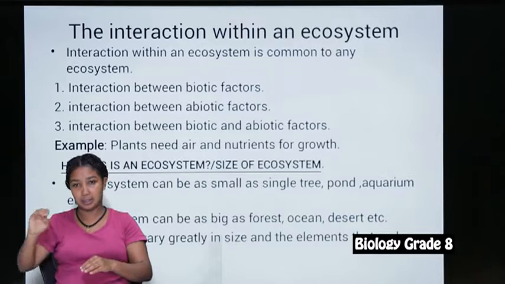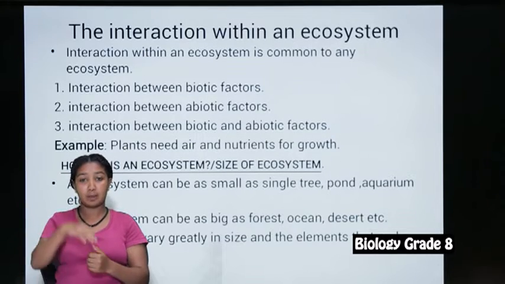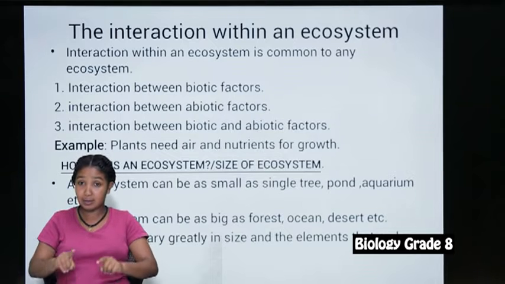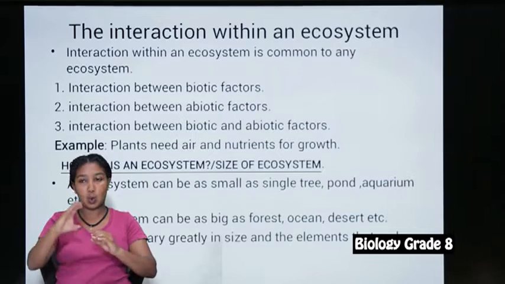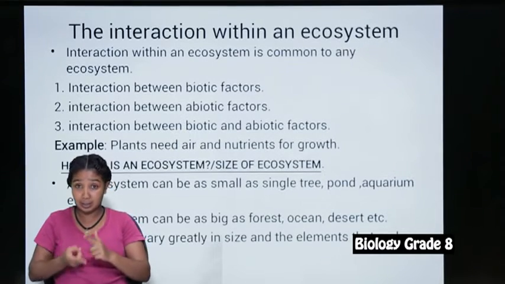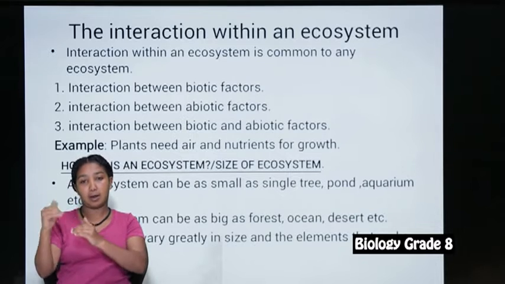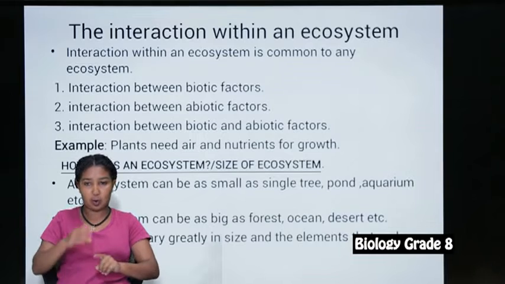Based on this explanation, we can conclude that ecosystems vary greatly in size and in the elements that make them up. So ecosystems differ by the lives they contain and the elements available within the ecosystem. That makes ecosystems vary.